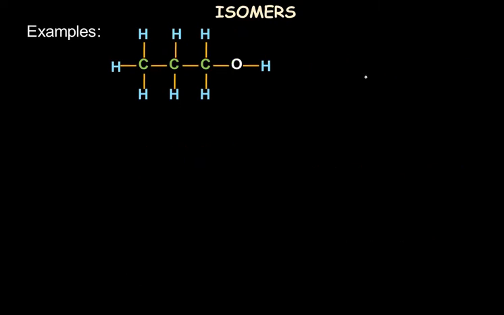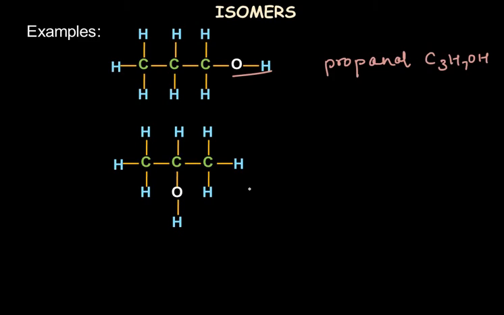Let's have a look at one more example, which is a new homologous series of alcohols. Now this compound is propanol. Why? Because it has 3 carbon atoms with 1 OH group, and the molecular formula is C3H7OH. This is C3H7OH. Now in its isomer, you can see that the position of the alcohol group, that is the OH group, changed. It came on the second carbon atom.